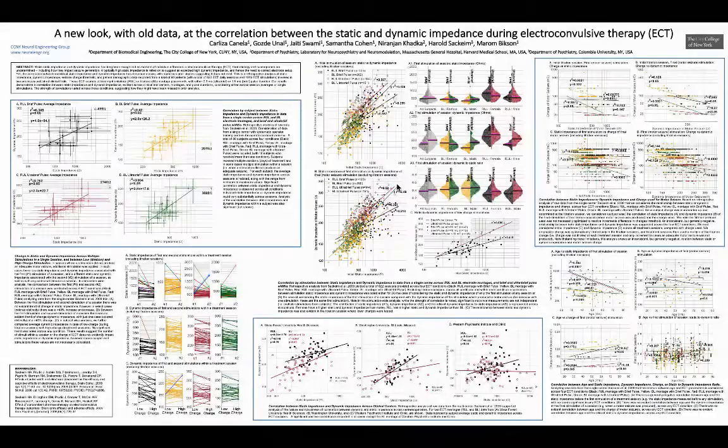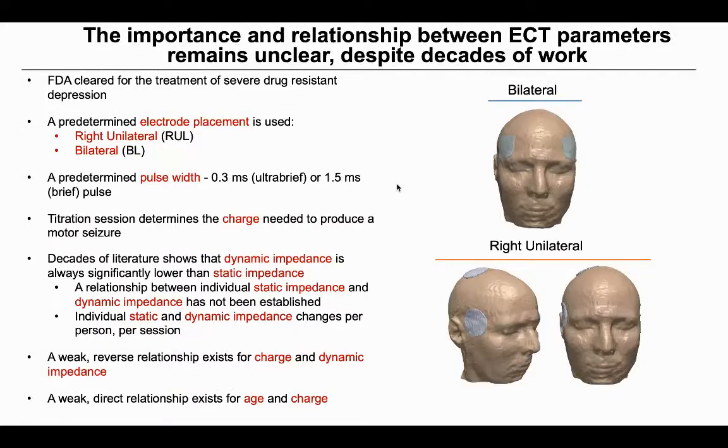My name is Carliza Canela, and I will be discussing the correlation between static and dynamic impedance during electroconvulsive therapy. ECT is decades old and is currently FDA cleared for the treatment of severe drug-resistant depression. It uses a high-intensity current to elicit a motor seizure in the patient.